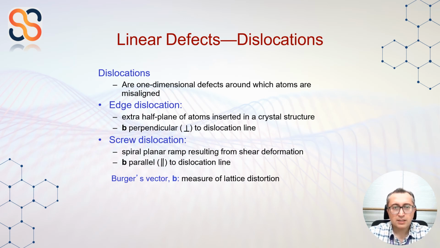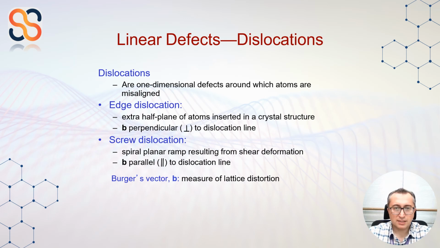In this case, the Burgers vector, represented as b, is perpendicular to the dislocation line. You can imagine this as a kind of step in the crystal where one half of the plane is slightly out of line with the rest. Next, there is the screw dislocation. This type of dislocation looks like a spiral ramp created by shear deformation. Here, the Burgers vector b runs parallel to the dislocation line. It means that the misalignment happens in a more twist-like manner compared to the edge dislocation.